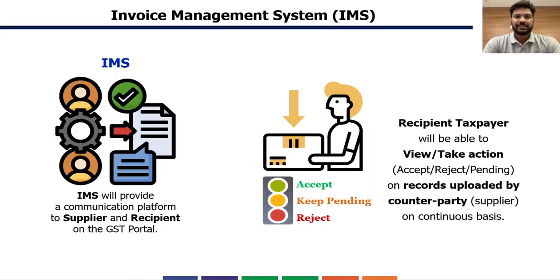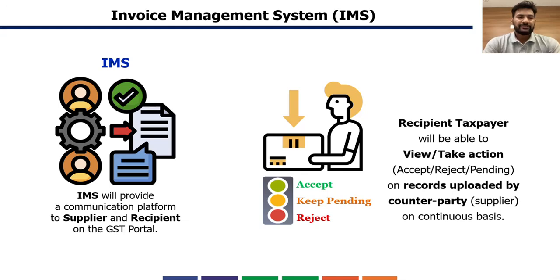So IMS is basically a new functionality in the GST ecosystem that enables the recipient taxpayers to control their inward supplies, where they can take actions on the records before finalizing their GSTR 2B, and this way they can control the correct ITC to be availed in their GSTR 2B and subsequently in GSTR 3B.